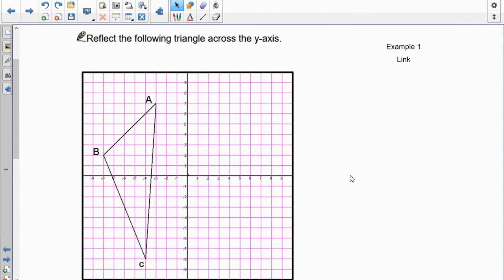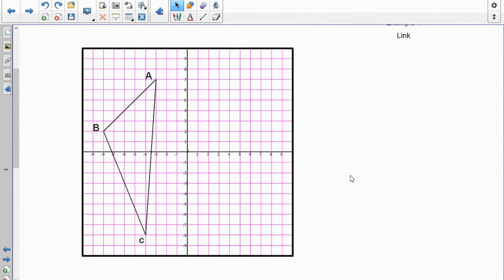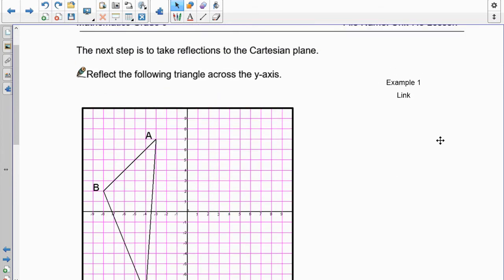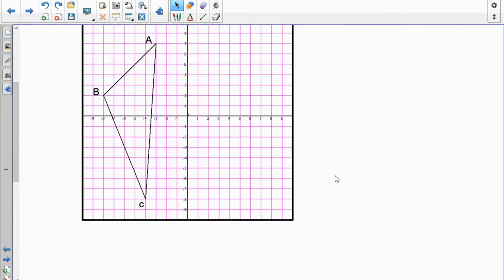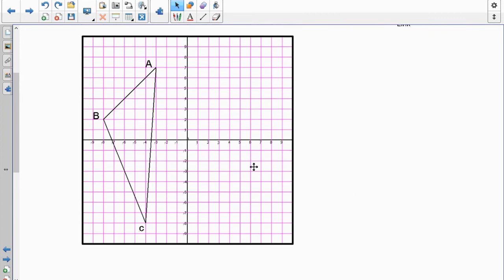So we're going to move into the Cartesian plane, and we're going to have you work with this particular one, and we're going to give you information on what the reflection line is going to be. It says here, reflect the following triangle across the y-axis. Now you have to remember, where is the y? The y is right here. That's your y-axis. There's your line of symmetry. Everything here has got to go to equal on there.